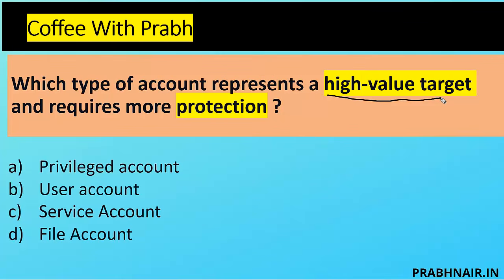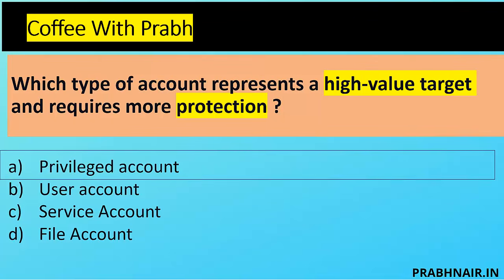A user account does not have much privilege. Okay, but definitely it also has some privilege, but compared to a privileged account, a user account has less privilege. Service account, okay, so that talks about a particular service, but a privileged account deals with multiple services. File account, there's nothing called a file account. Okay, so the only close option left is A. The answer is A for alpha.